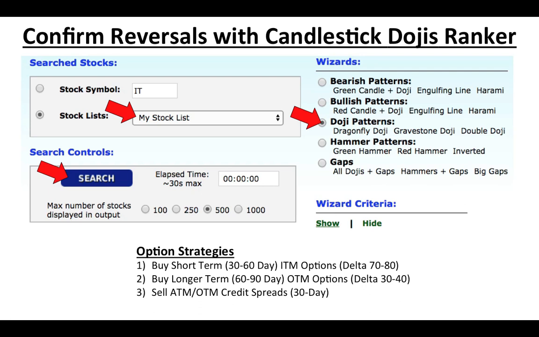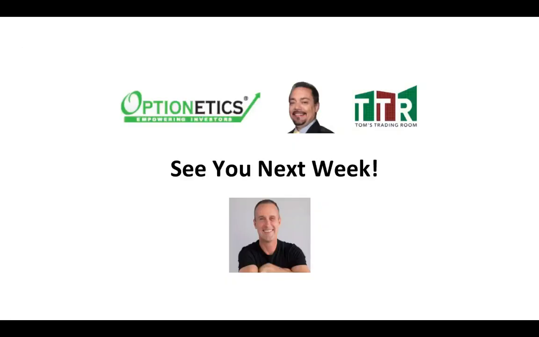You also might just want to sell out-of-the-money credit spreads, 30-day options that will give you more probability, less return on investment, but more probability. So those are 3 particular option strategies. There's many more. That's candlestick dojis, coupled with stochastics.